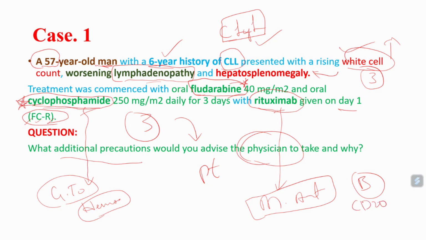Or the B cells which are presented with CD20, because rituximab binds on CD20 B cells and it kills the CD20 B cells, and through that it will destroy the neoplastic B cells. Okay, so that is the important point about rituximab.